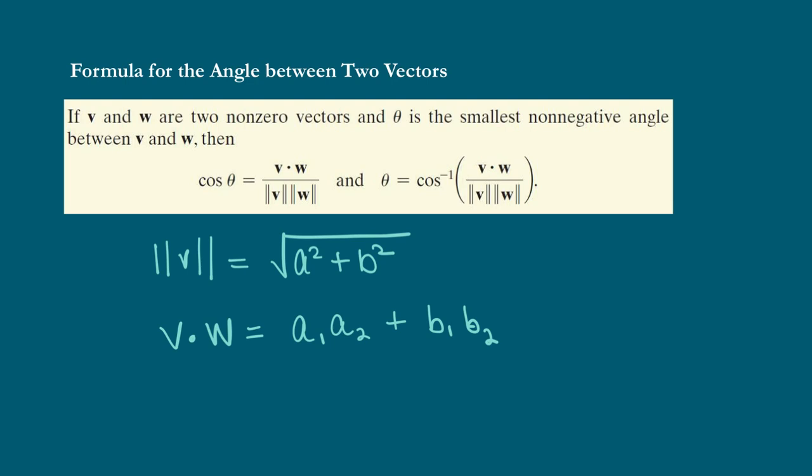And then to find our cosine or our inverse cosine, we're going to use our calculator because we're going to want to get values out of our calculator. We're going to round to probably the nearest tenth when we work these problems. So let's take a look at a few examples.